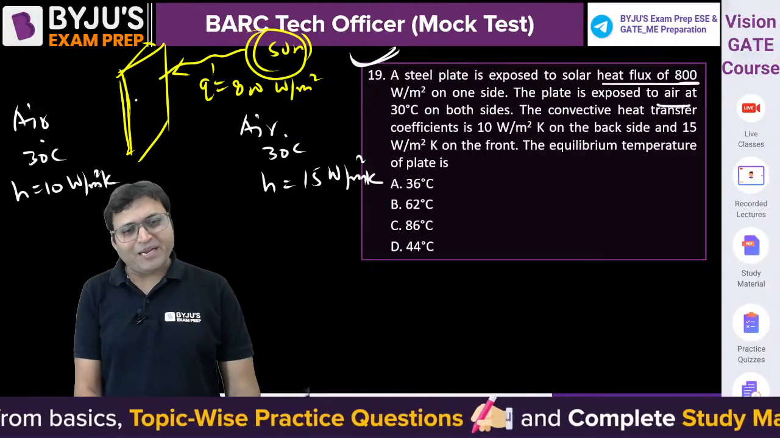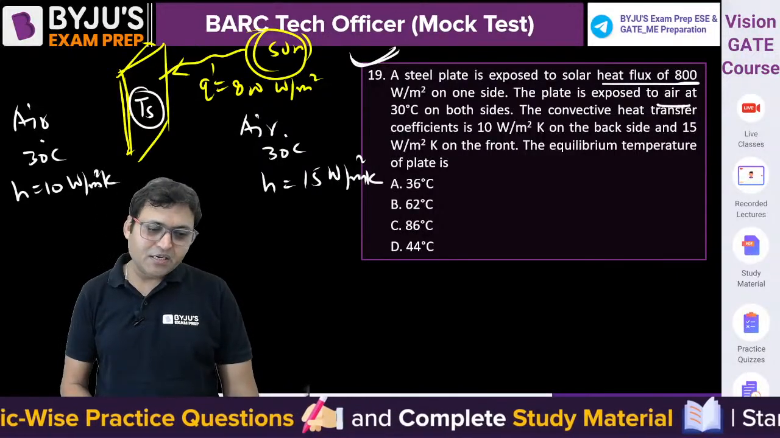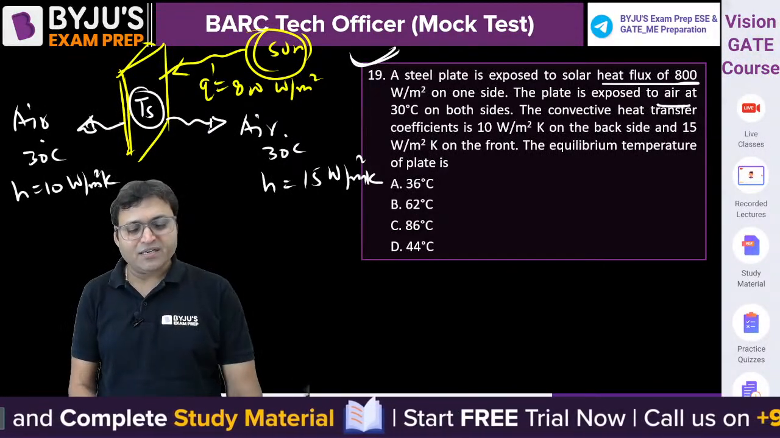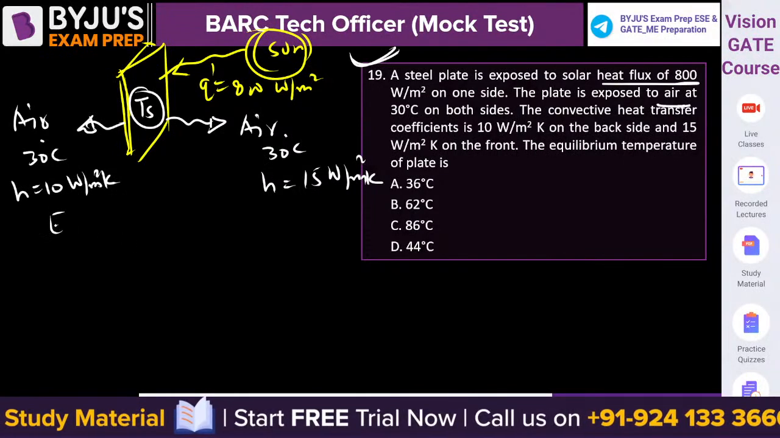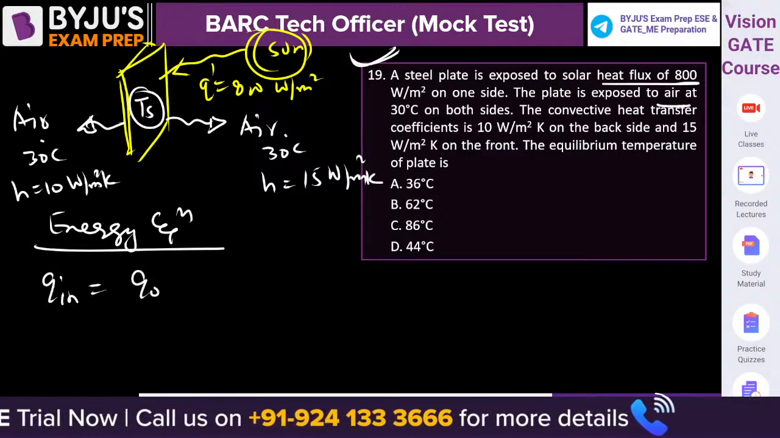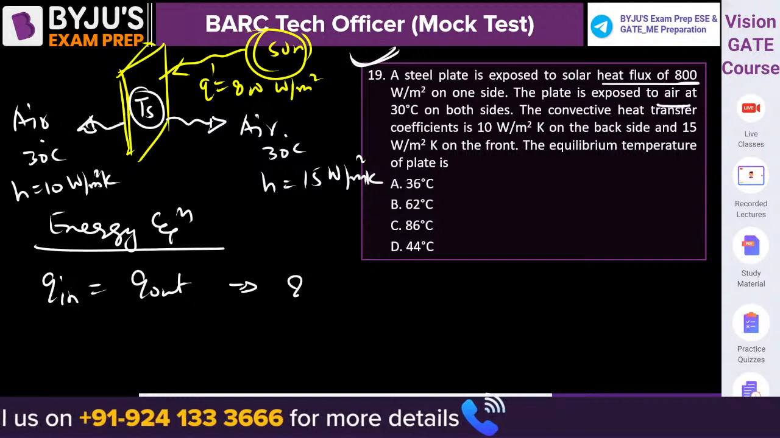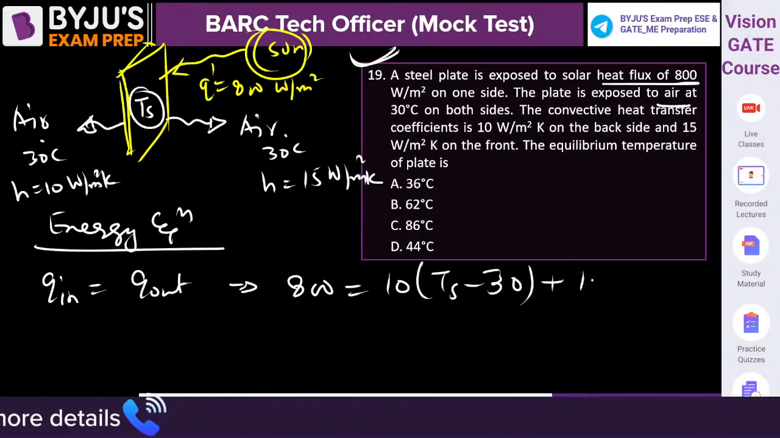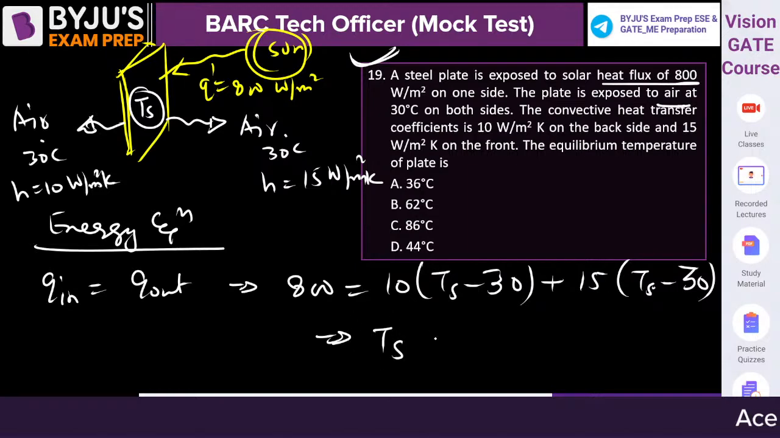The equilibrium temperature of the plate, let me call it Ts. Whatever heat is entering should be leaving from both the sides, isn't it? So if we write the energy equation, Q in must be equal to Q out. What is heat entering? That is 800 is equal to 10 into (Ts minus 30) plus 15 into (Ts minus 30). Can you find out the value of Ts?